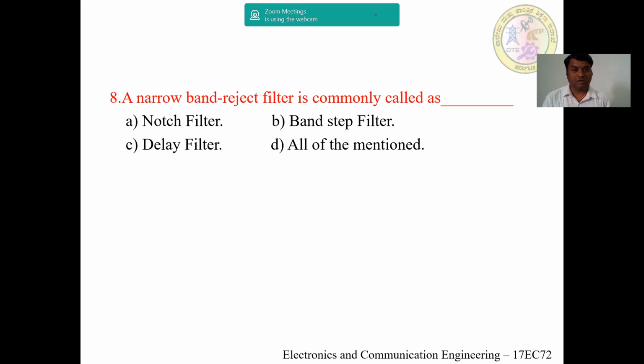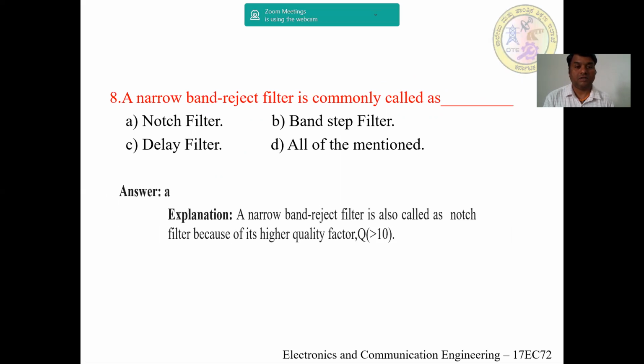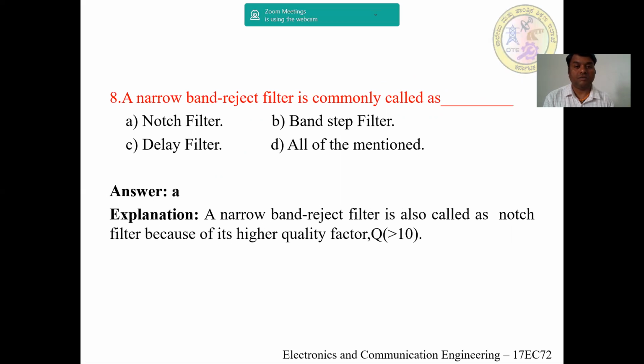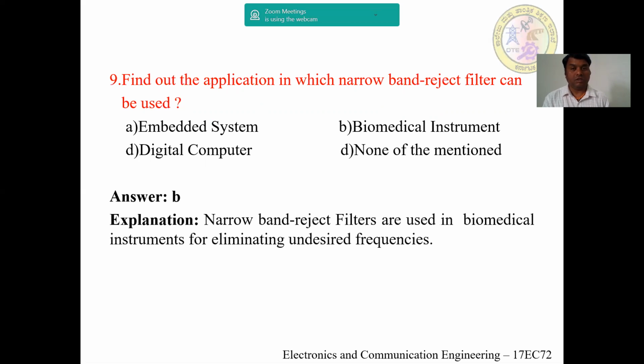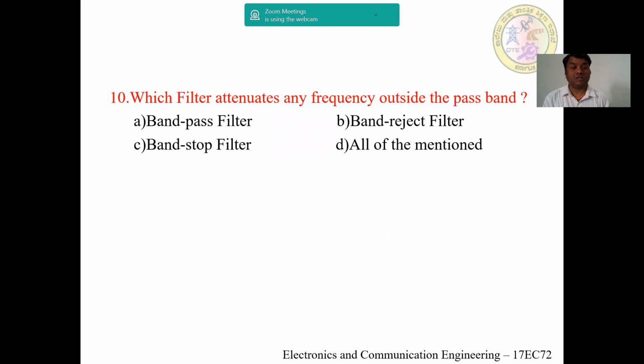A narrowband reject filter is commonly called a notch filter, bandstop filter, delay filter, all the mentioned. That is, notch filter. A narrowband reject filter is also called a notch filter because of its high quality factor, Q greater than 10. Find out the application in which a narrowband reject filter can be used: embedded system, biomedical instrument, digital computer, none of the mentioned. The answer is B, biomedical instrument. Narrowband reject filters are used in biomedical instruments for eliminating undesired frequencies.